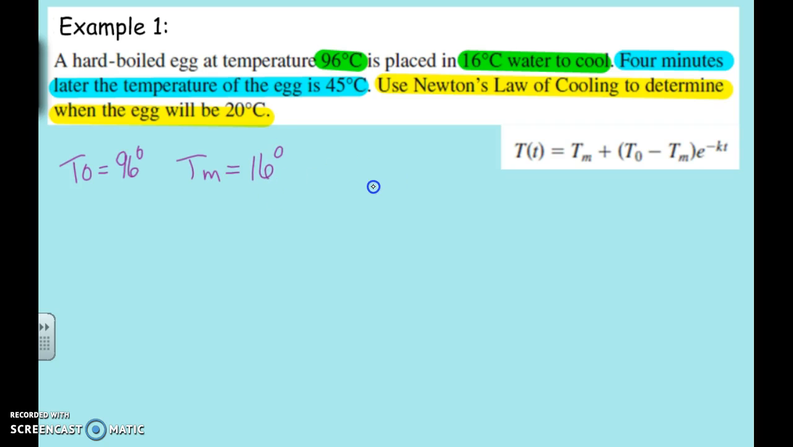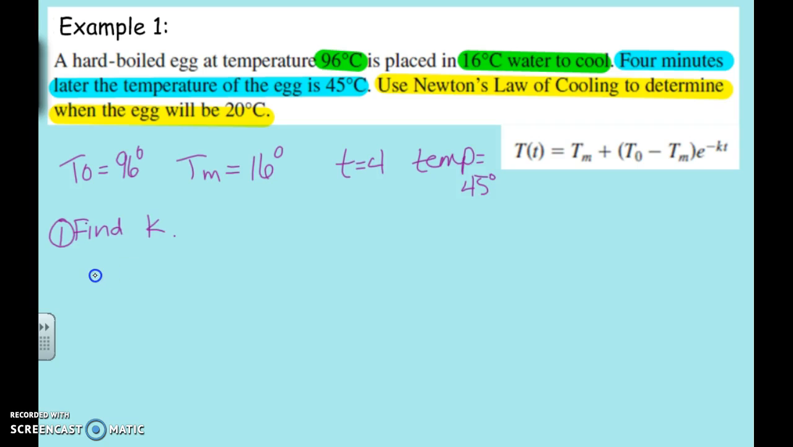We don't know K, but we do know that when T equals 4, the temperature equaled 45 degrees. So in order for us to find out when the egg reached 20 degrees, we're going to have to first figure out what is our K value. So that's our first step, find K. This K value is going to be consistent in all of the equations that relate to this particular problem.